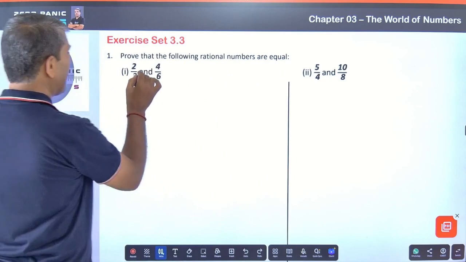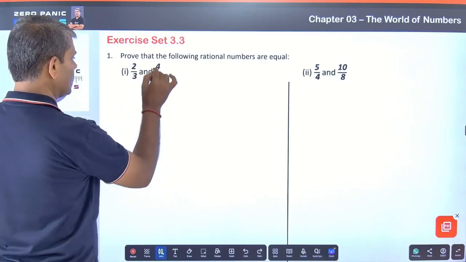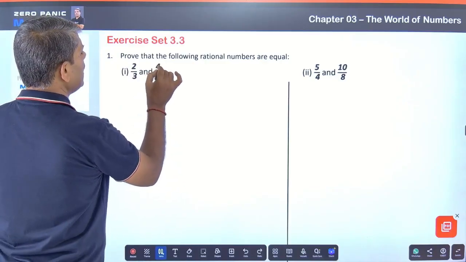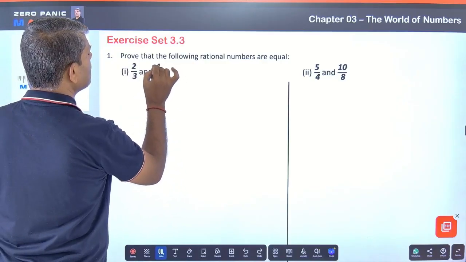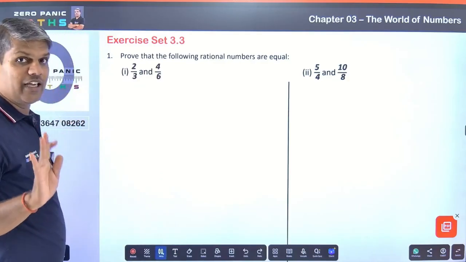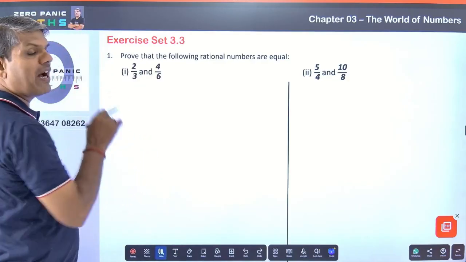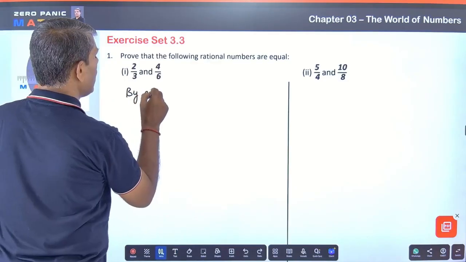Now you know that 2 by 3 is equal to 4 by 6 only, because if you divide 4 by 6 by 2, the 2 2s and 2 3s give 2 by 3 only. It is already equal, but you have to prove it. Now how do you prove it? By the equality law.